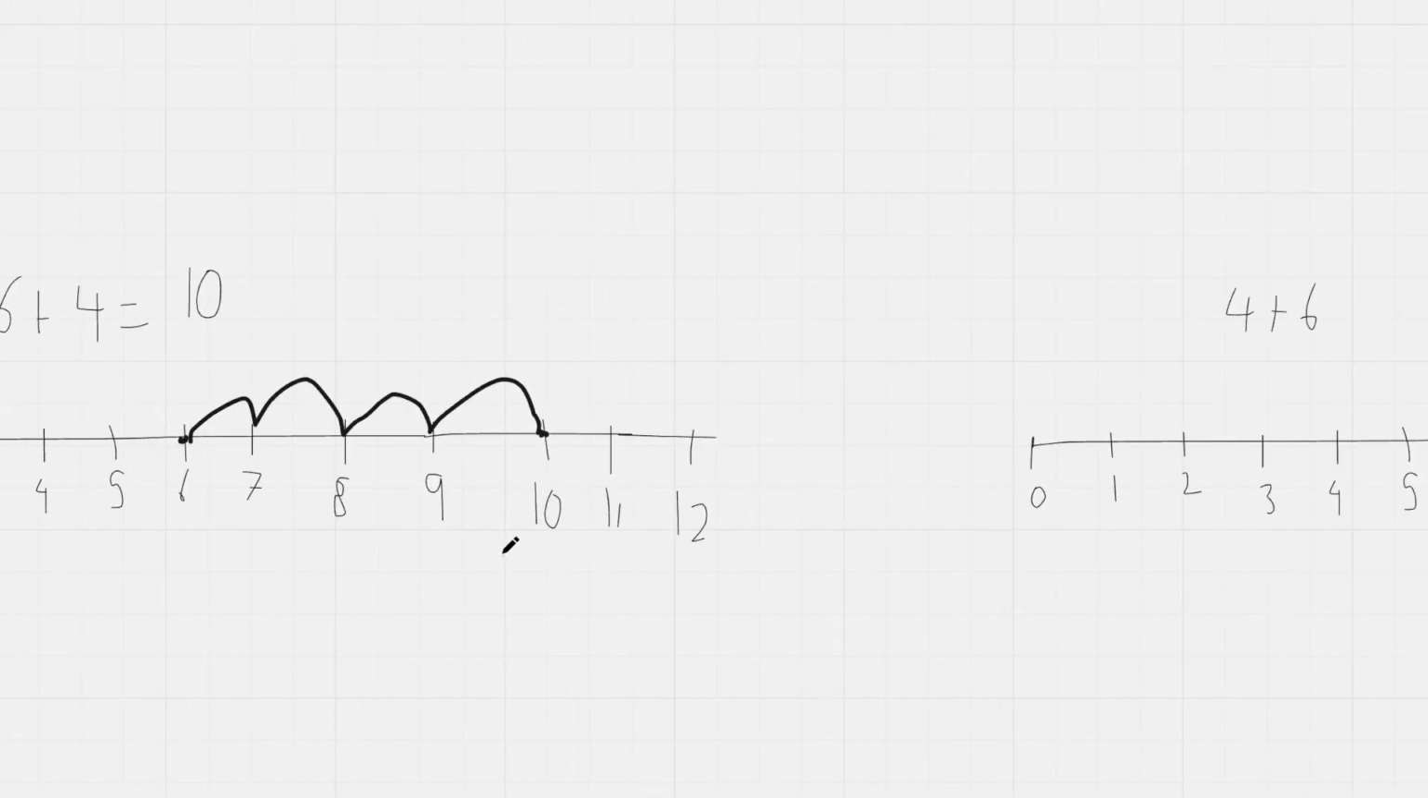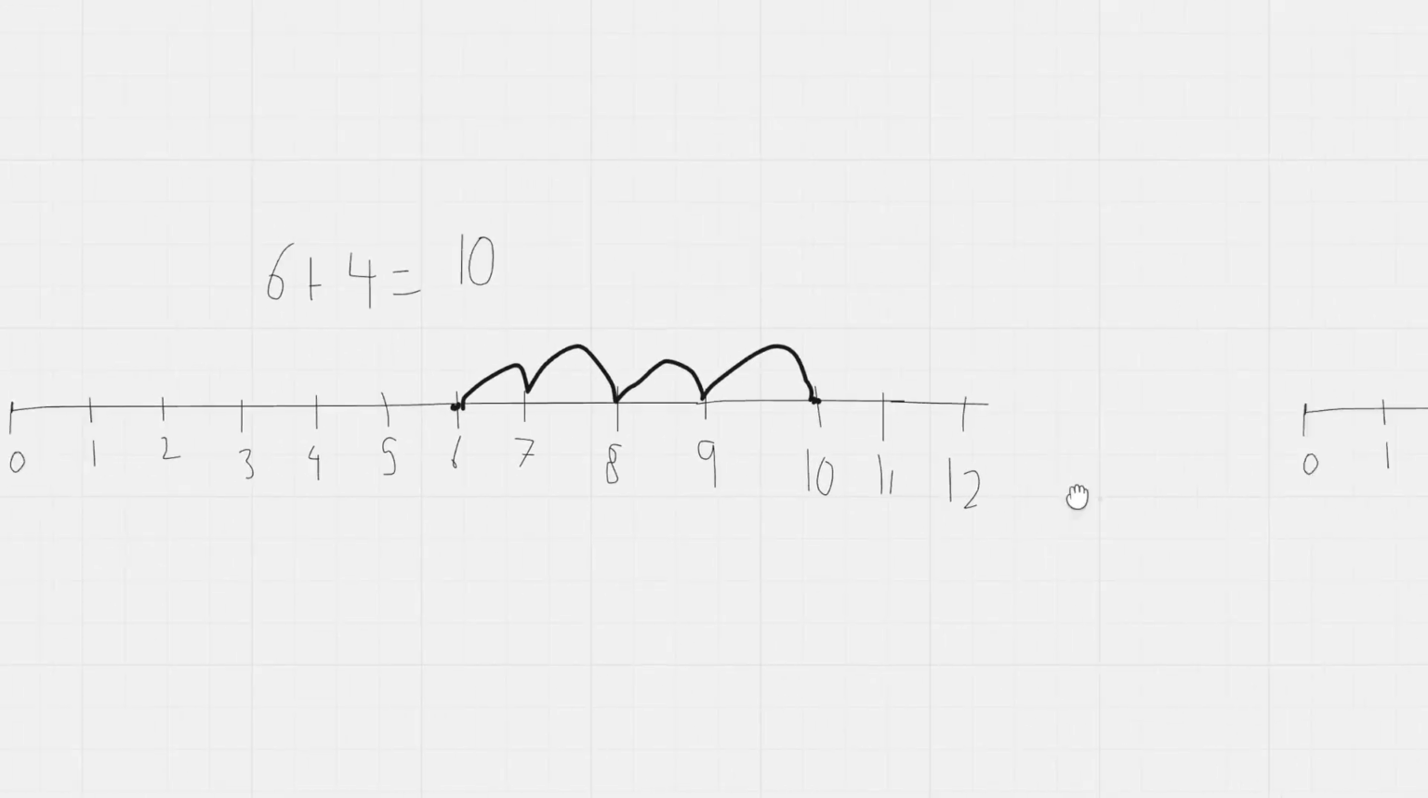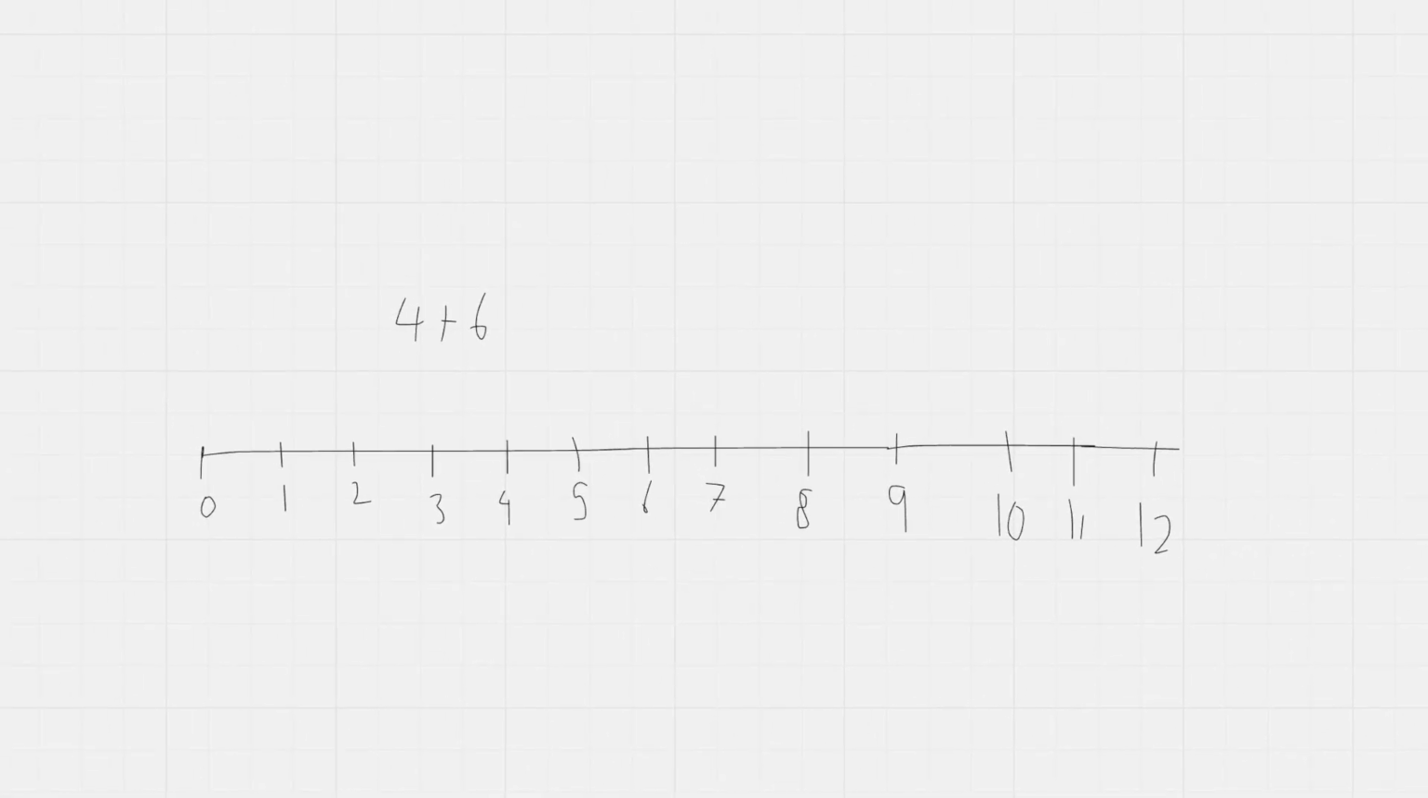So let's look at a similar problem. This was 6 plus 4. This is 4 plus 6. Let's use the same method we used earlier. So we start with 4 right here and move over to the right by 6 because we're adding 6 right here. So 1, 2, 3, 4, 5, 6. And that gave us 10 equals 10.